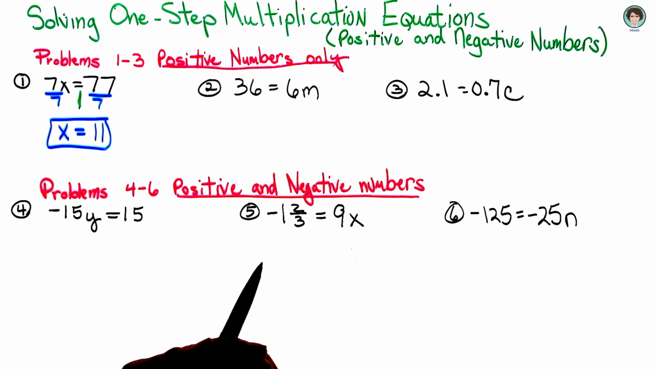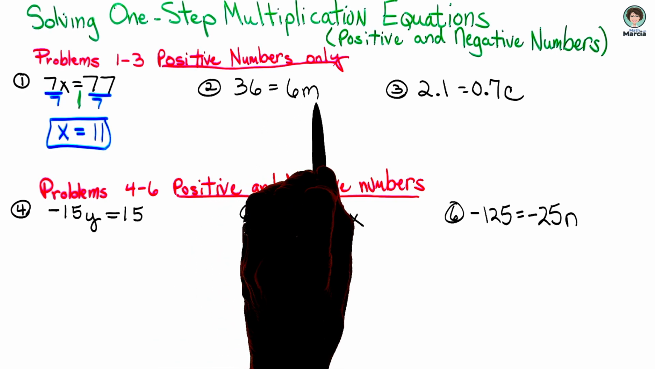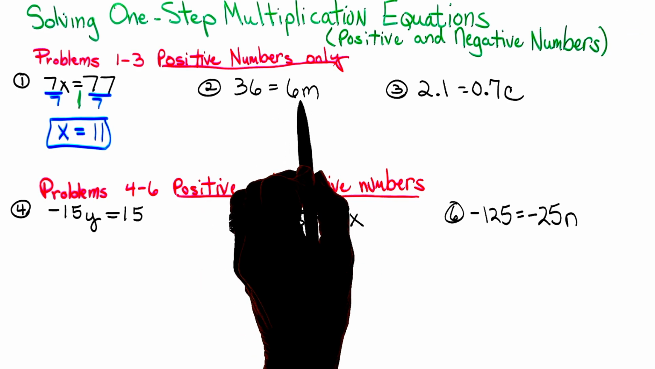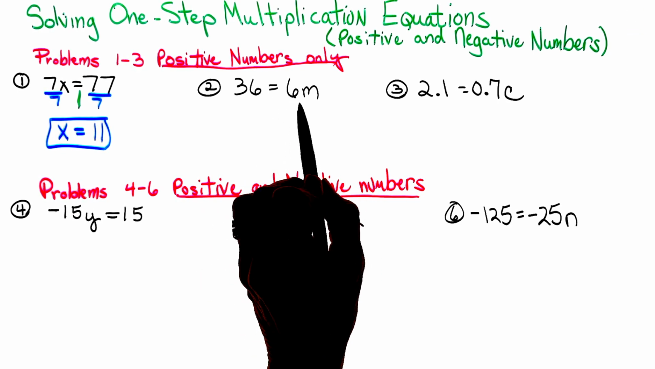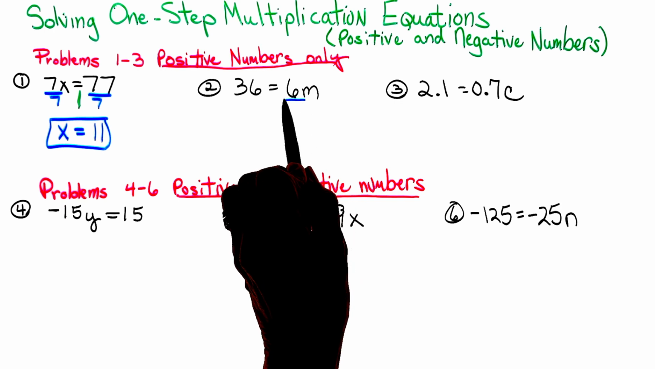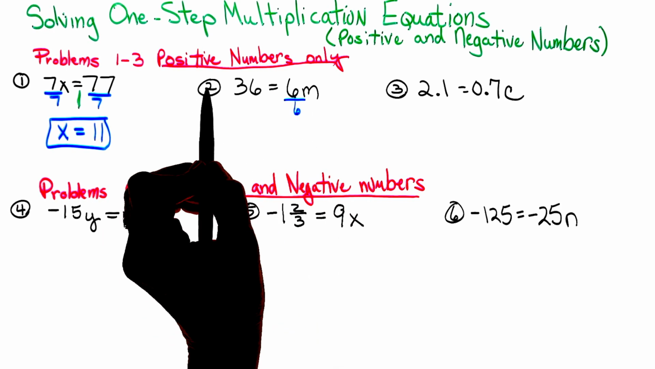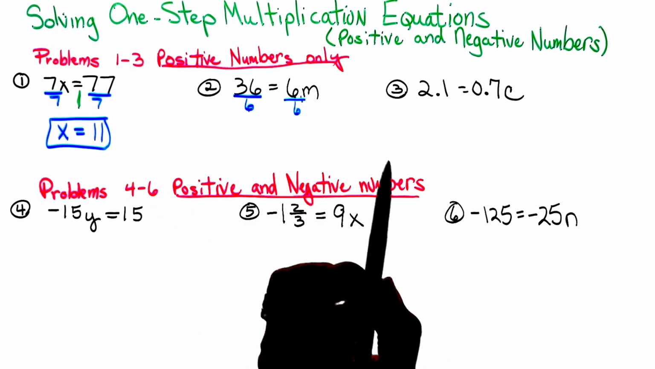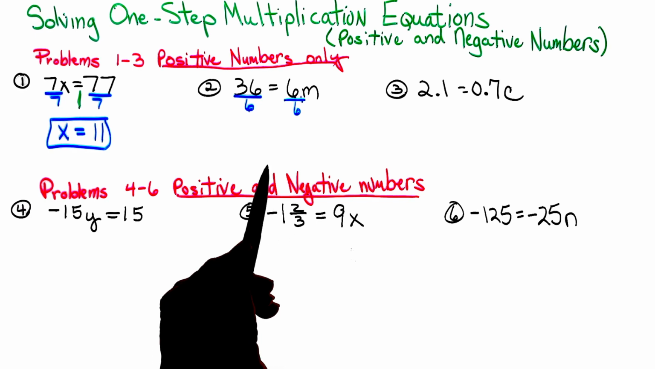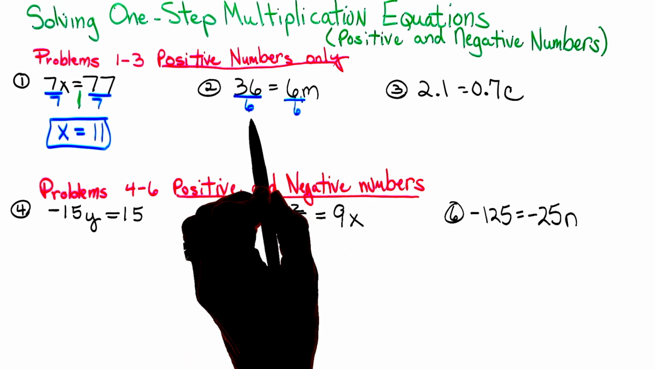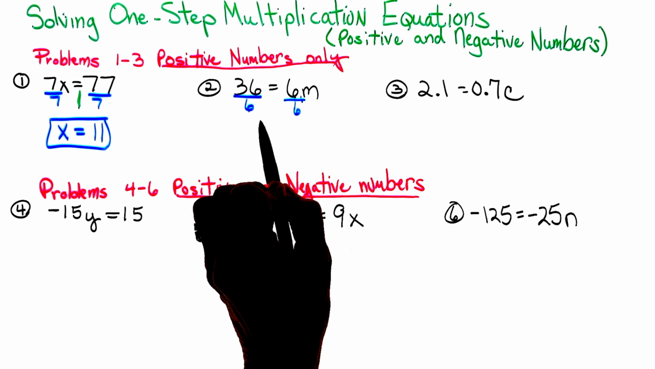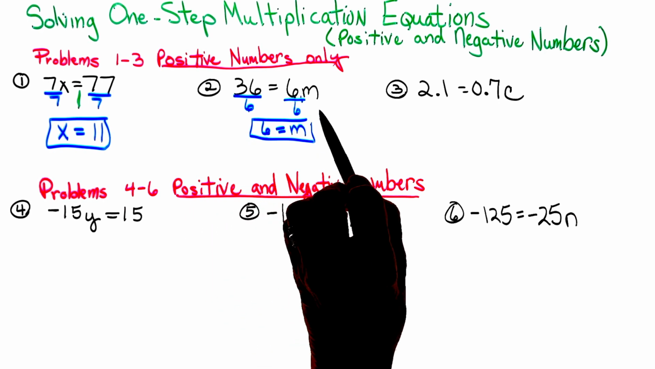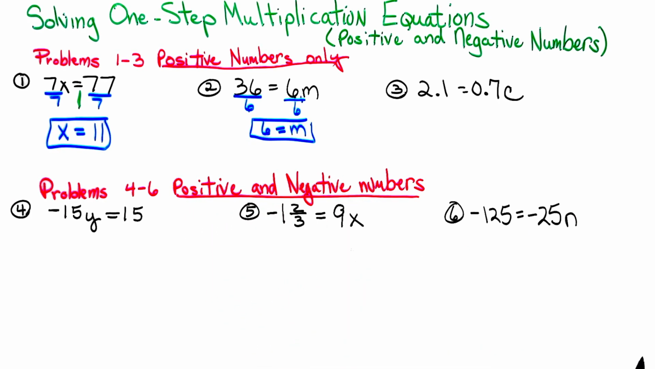All right, so for number 2, we have 36 equals 6m. Well, I see that I have a 6 right beside my m. We know that means multiplication. The inverse operation of multiplication is division, and we show division by the fraction bar. So we can go ahead and write, and this reminds me that it's a division symbol, divide both sides by 6. So we do get that 6 is equal to m. And again, substituting it into the equation, we get a true statement.